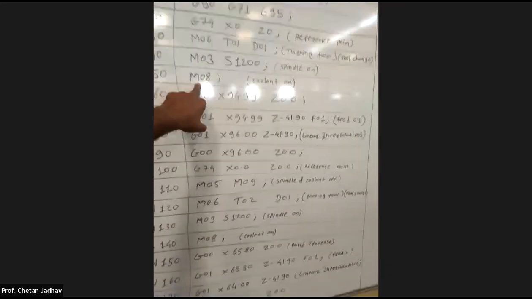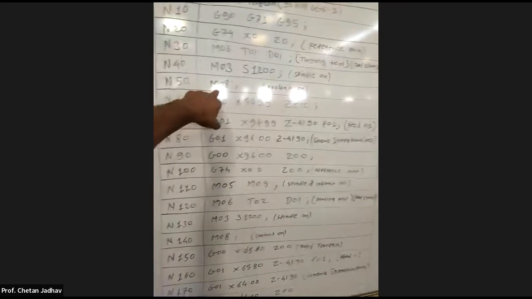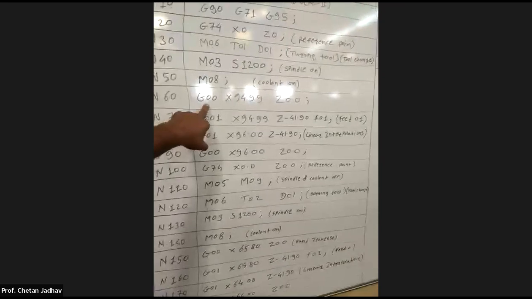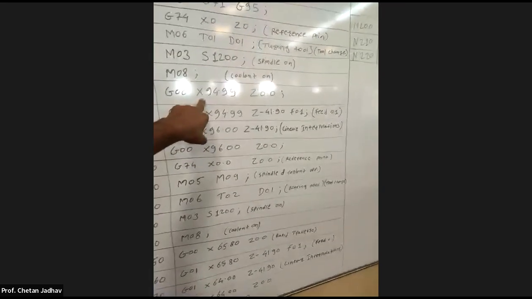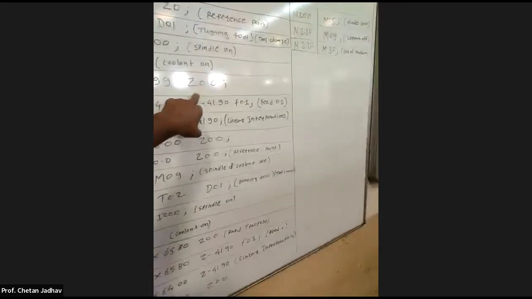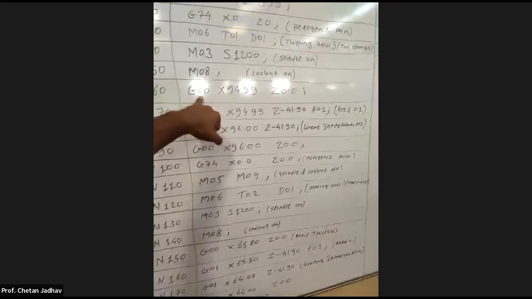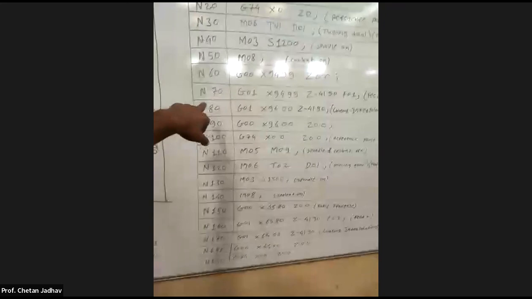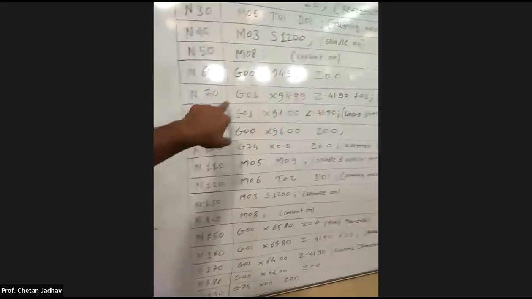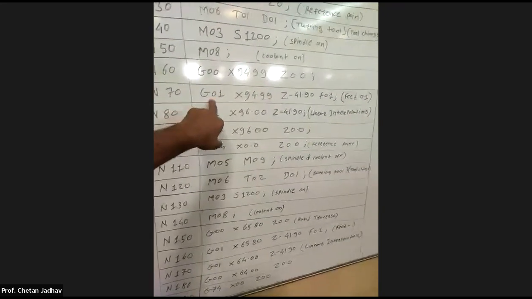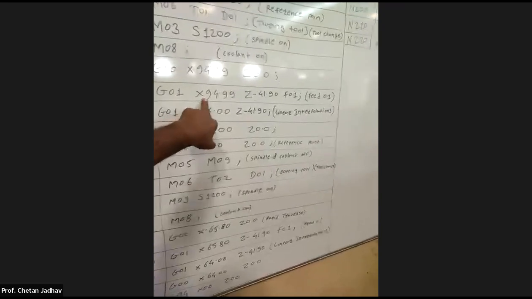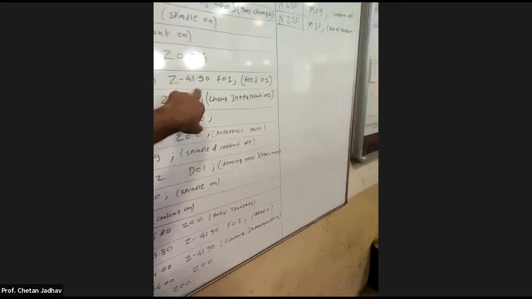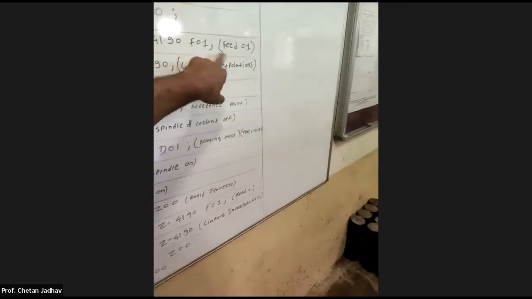Operation सुरू करायच्या अगोदर coolant on केला, जेणेकरून फ्रिक्शन कमी करायचं आहे. नेक्स्ट ब्लॉक काय आहे, N60 G00 X 94.999 Z0. G00 means what? Rapid travel or positioning. टूल न काय घेतली? पोझिशन घेतली.